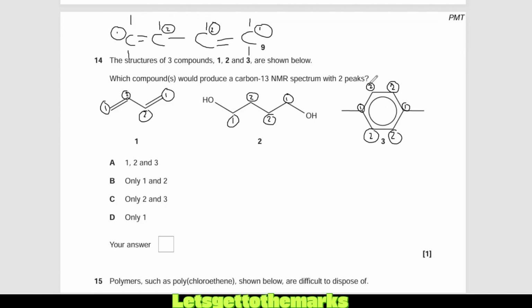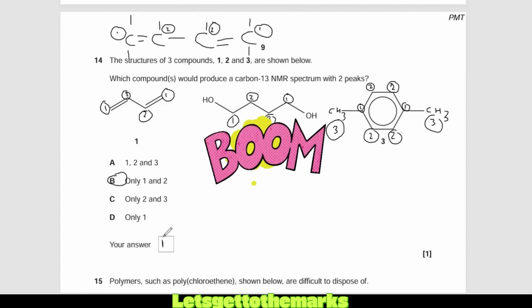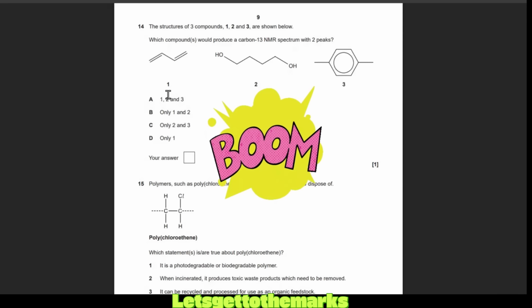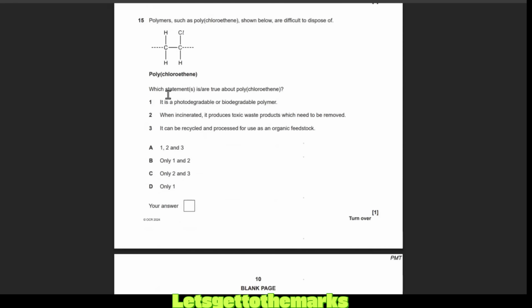So again, that looks at first glance like it's 2, but don't forget there is a methyl group. This is a skeletal formula, at the end here and here. So this third one actually has another carbon environment here and here. So that one has 3 carbon environments. So our answer is 1 and 2 only, and that is B. Boom. Last one of the multiple choice, and then I'm going to go through the long answer questions as well.